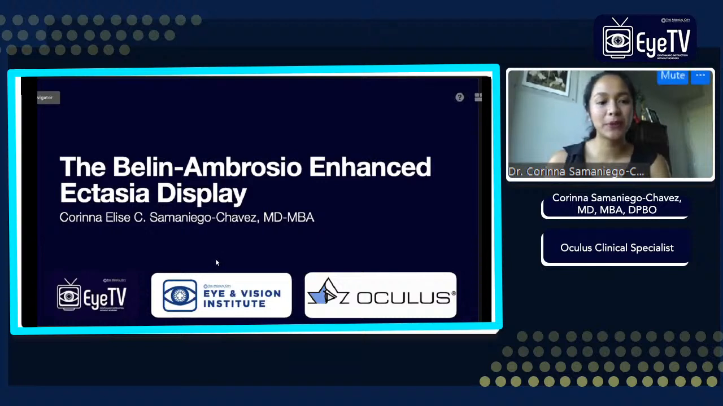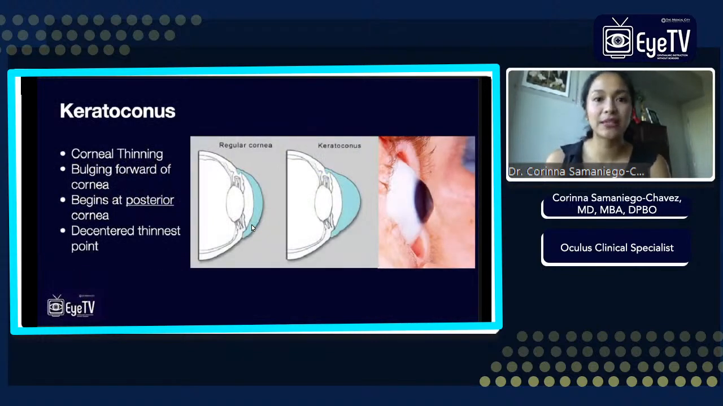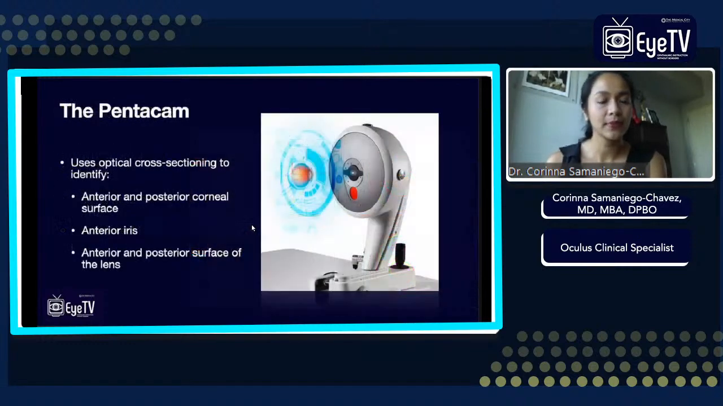To start this episode, we will first tackle the Pentacam's Belin Enhanced Ectasia display. As we know, keratoconus is a bilateral, asymmetric, cone-shaped deformity of the cornea, which occurs due to progressive central or paracentral corneal thinning. Its classic appearance on corneal topography is that of an inferior steepening. The progressive thinning and steepening usually begins posteriorly and is often the first and only sign seen in cases of forme fruste keratoconus.